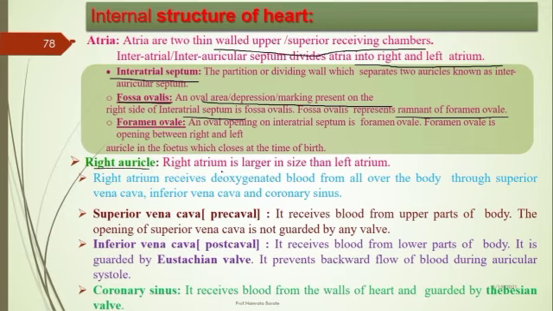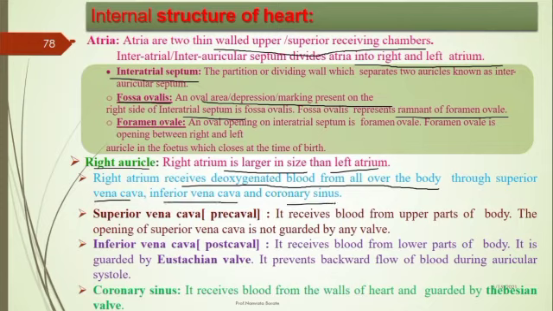The right atrium, what is it? The right atrium is larger in size than the left atrium. It receives the deoxygenated blood from all over the body through the superior vena cava, called the precaval, the inferior vena cava, the postcaval, and the coronary sinus.